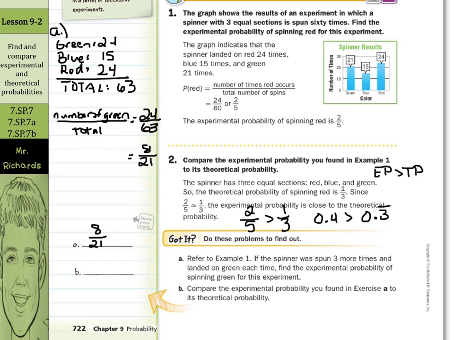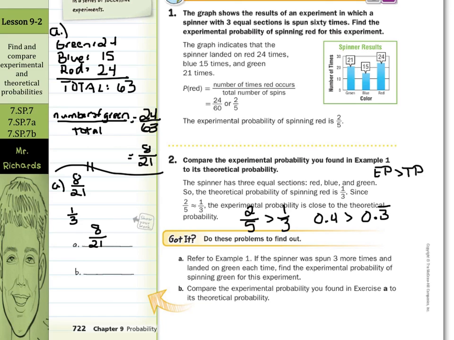In part B, compare the experimental probability you found in exercise A to its theoretical probability. Well, let's break down 8/21 and 1/3. Again, 1/3 is going to be the theoretical probability. I don't want to gloss over that. 1/3 is the theoretical probability because there are 3 equal sections, and the probability of landing on green is 1 out of those 3. So again, it's 1/3, like red was 1/3 above.